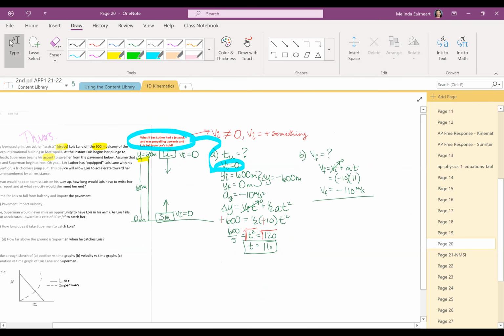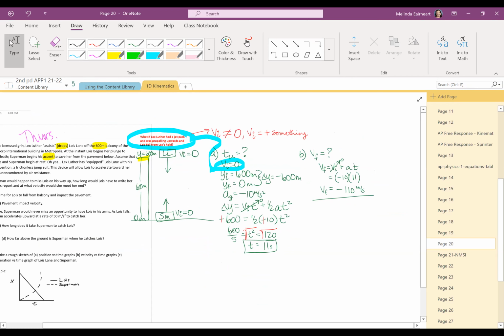Okay, so you just would put in whatever the velocity of the system, Luther and Lois, were at that moment of release, okay? And so earlier I said, when you see the word drop, 99% of the time, it means initial velocity 0. Well, that's dependent on the building or Lex Luthor not moving. But if they were moving, it'd be whatever the velocity is at the moment of release. Good deal?